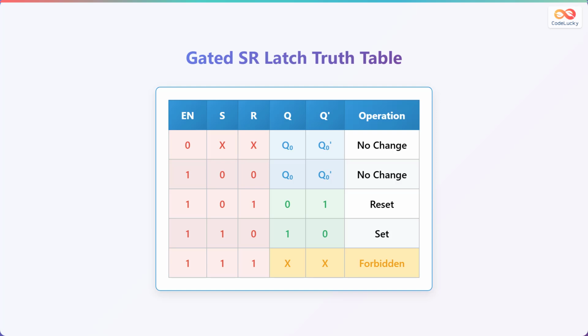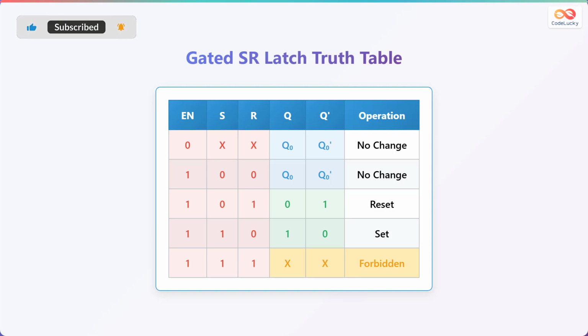Here is the truth table for a gated SR latch. When EN is 0 and S and R don't care, Q maintains its previous value Q0, and Q prime maintains Q0 prime, indicating no change. When EN is 1, if S and R are 0, Q maintains its previous value Q0, and Q prime maintains Q0 prime, indicating no change.